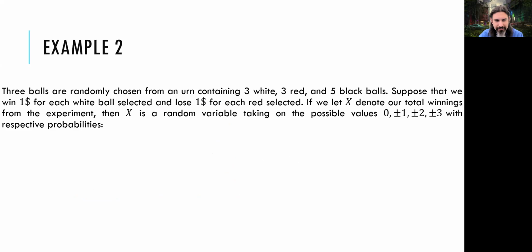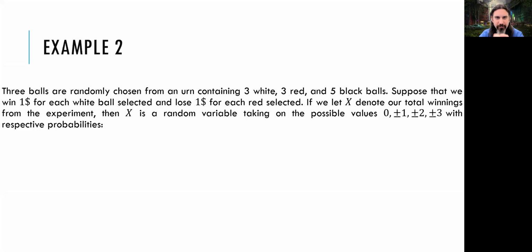Now, this X is our total winnings. So I can win $3, I can lose $3, or I can win anything in between. It might be 0, 1, 2, minus 1, minus 2, anything else. So I have a total of 7 different outcomes. Okay, then I have to find the probabilities. Let's start with 0.